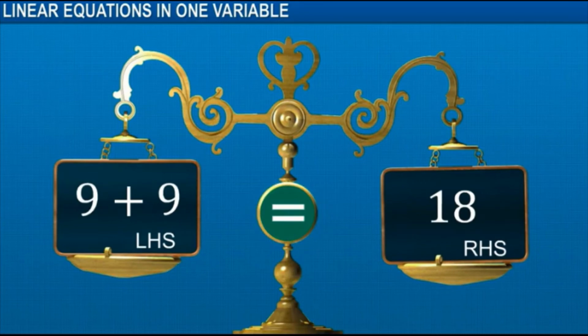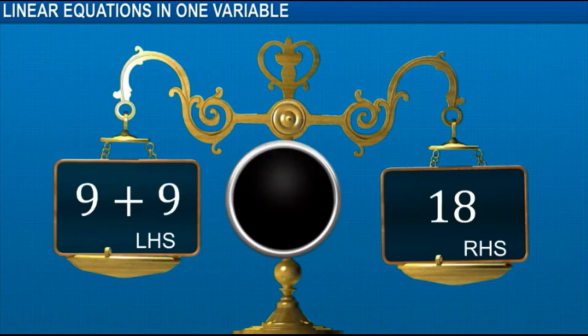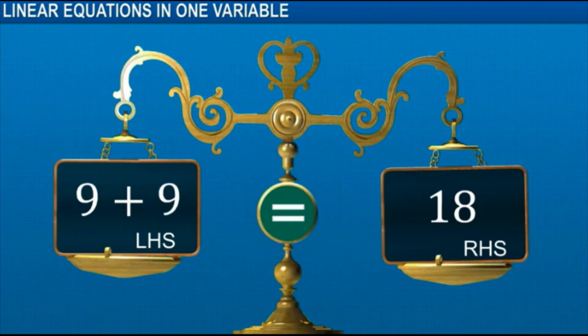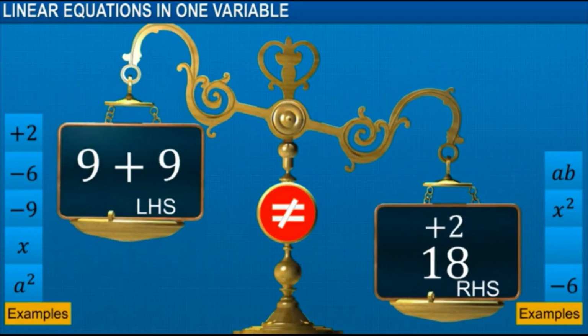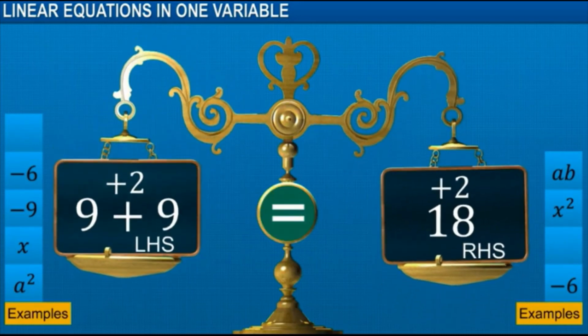This means that the LHS and the RHS of the equation will be equal only for a specific value of the variable. This value is called the solution of the equation. In this case, the solution is 9. Now, if we add a value on the RHS, we will have to add the same value to the LHS to make both sides equal.